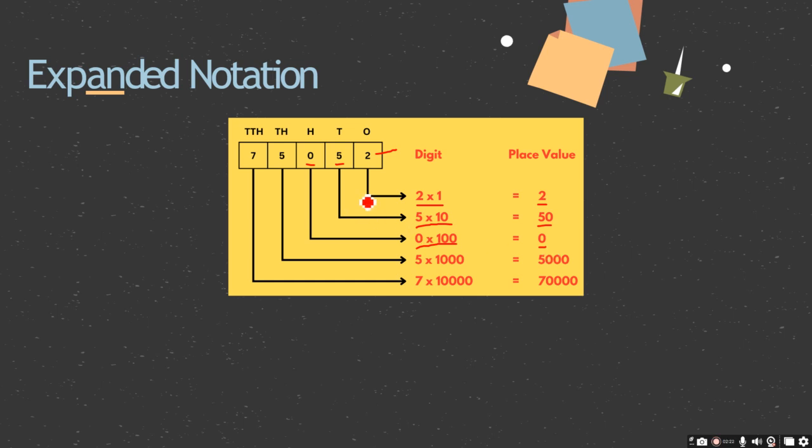Now we will see the next digit, which is in the 1000 place, and that is 5. So to get the place value of digit 5, we will multiply it by 1000. So 5 multiplied by 1000 is equal to 5000. So the place value of digit 5 is 5000. Now we will see the last digit. It is in the 10,000 place. So to get the place value of 7, we will multiply it by 10,000. So 7 multiplied by 10,000 is equal to 70,000.